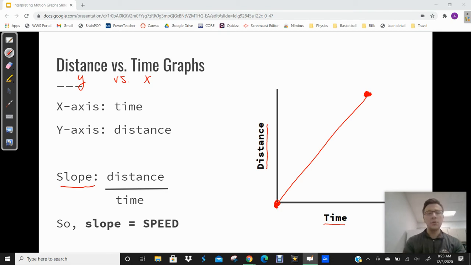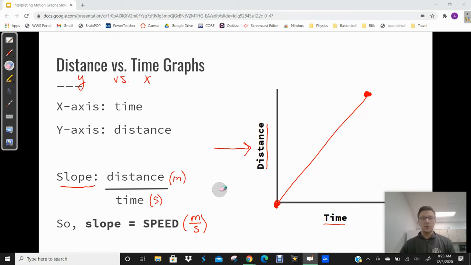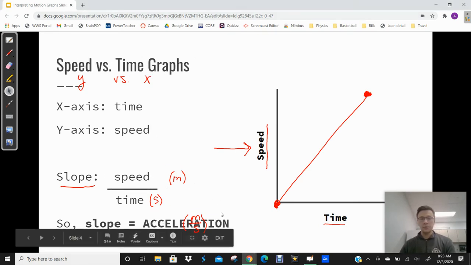Now, I also want you to think of the units here. The units for distance would be meters, and the units for time would be seconds. So if we're looking at units for slope, it would be meters over seconds, and meters per second are the units for speed. So it's very important that when you look at a graph, the first thing you look at is the y-axis, because as we're about to see, we're going to look at a graph now that's speed versus time. It has the same thing on the x-axis, but it's the y-axis that tells you that it's different.